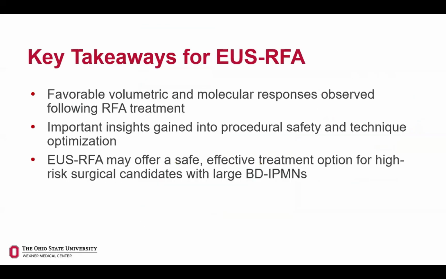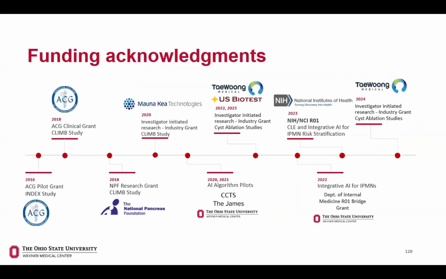So the final slide is that there is favorable volume and molecular response so far. We have gained important insights into procedural safety and technique. So EUS-RFA may offer a safe elective treatment option for high-risk surgical candidates with large branch duct IPMNs. And again, all this couldn't be done without the help from our study sponsors. And thank you.